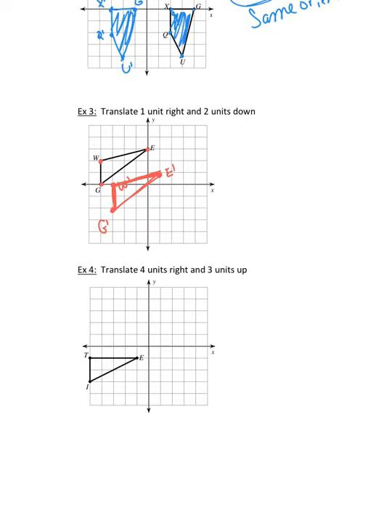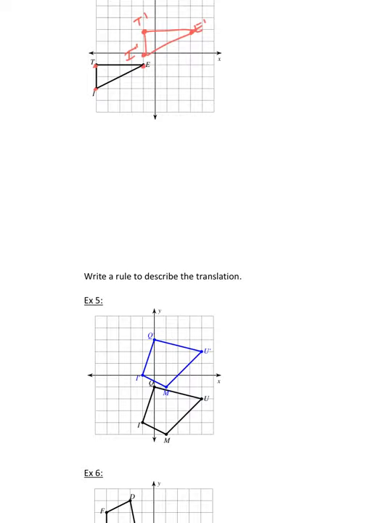Okay, and example 4, we're going to go 4 units right and 3 units up. So count from E, 1, 2, 3, 4, 1, 2, 3 units up. E prime is here. T, 1, 2, 3, 4, 1, 2, 3 up. T prime is here. And I, 1, 2, 3, 4, 1, 2, 3 up. I prime is here. And connect. That's it.